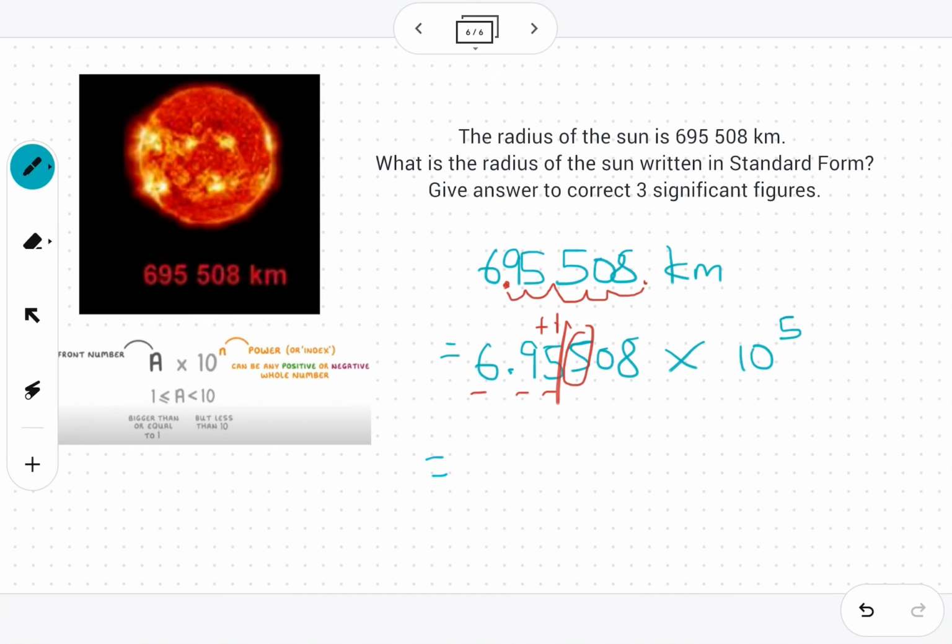So the final answer is 6.96 times 10 to the power of 5. So that's the final answer.